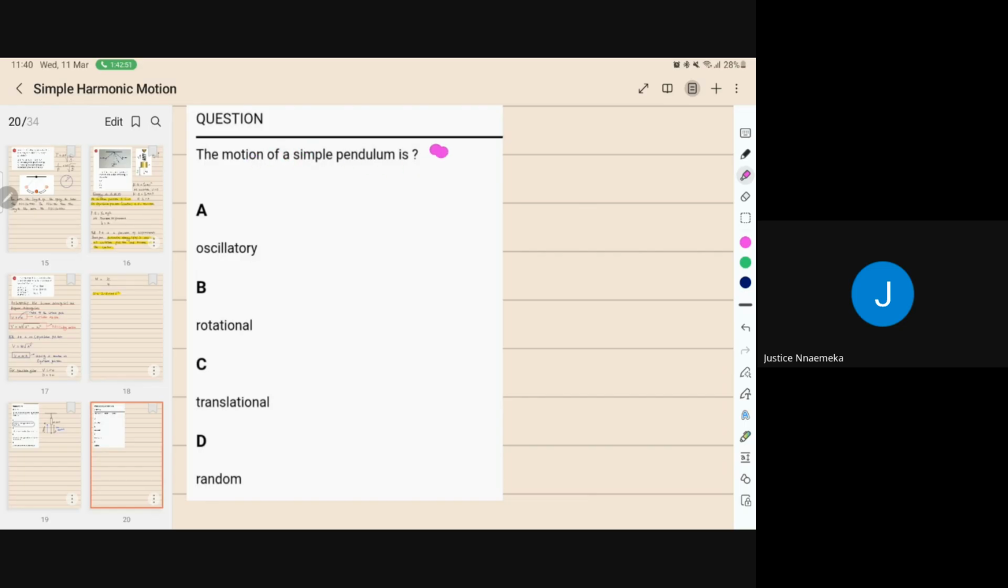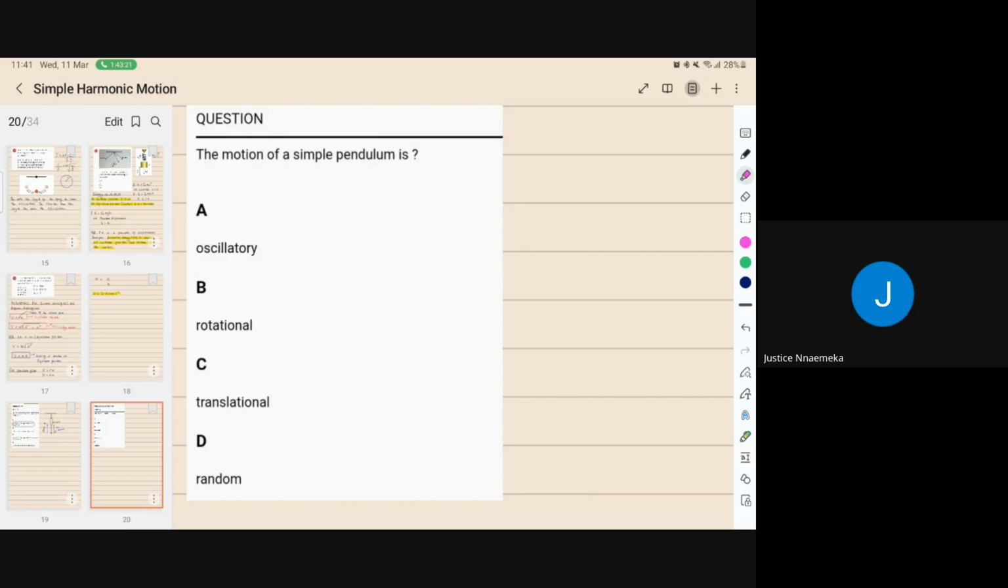All right, the motion of a simple pendulum. So the motion of a simple pendulum is what? I need your answers in the chat as fast as possible. The motion of a simple pendulum is what? A. Justice said A. Tin also said A. Gift said A. Rachel said A. Lillian said A.